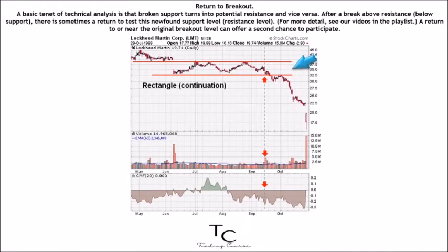Return to breakout. A basic tenet of technical analysis is that broken support turns into potential resistance and vice versa. After a break above resistance, or below support, there is sometimes a return to test this newfound support level, or resistance level. For more detail, see our videos in the playlist. A return to or near the original breakout level can offer a second chance to participate.